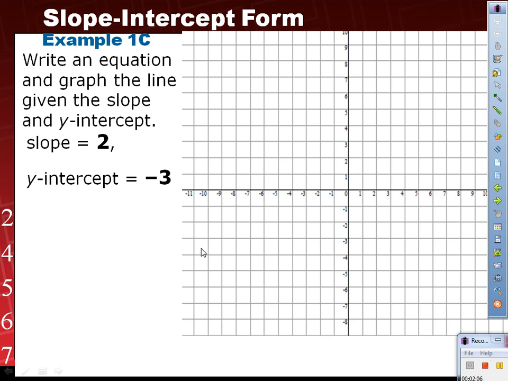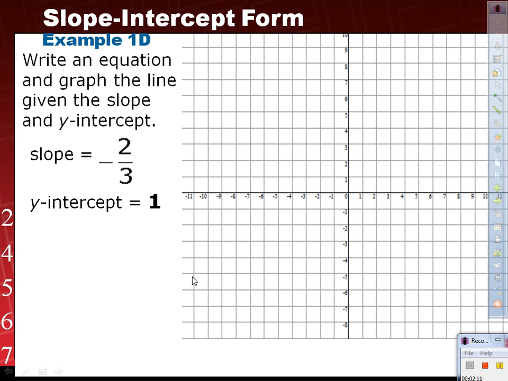Okay? Copy this one on your graph paper, top left. I want you to do example 1B. You don't have to copy the instructions. Just copy the information. Example 1D, which is slope negative 2/3 and y-intercept 1. And I want you to do 2 things. Write me an equation and graph the line. Go. 1 minute.